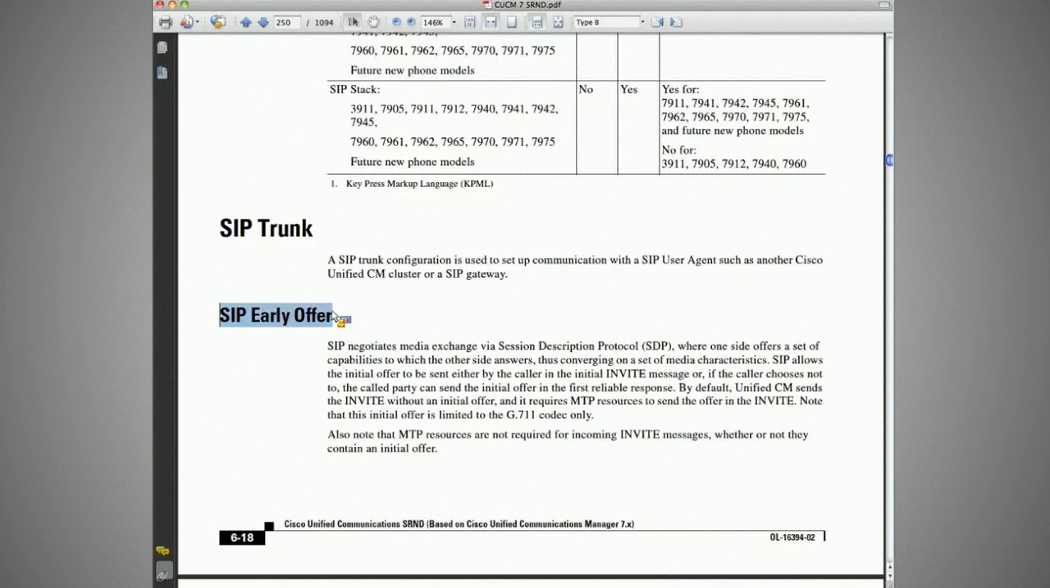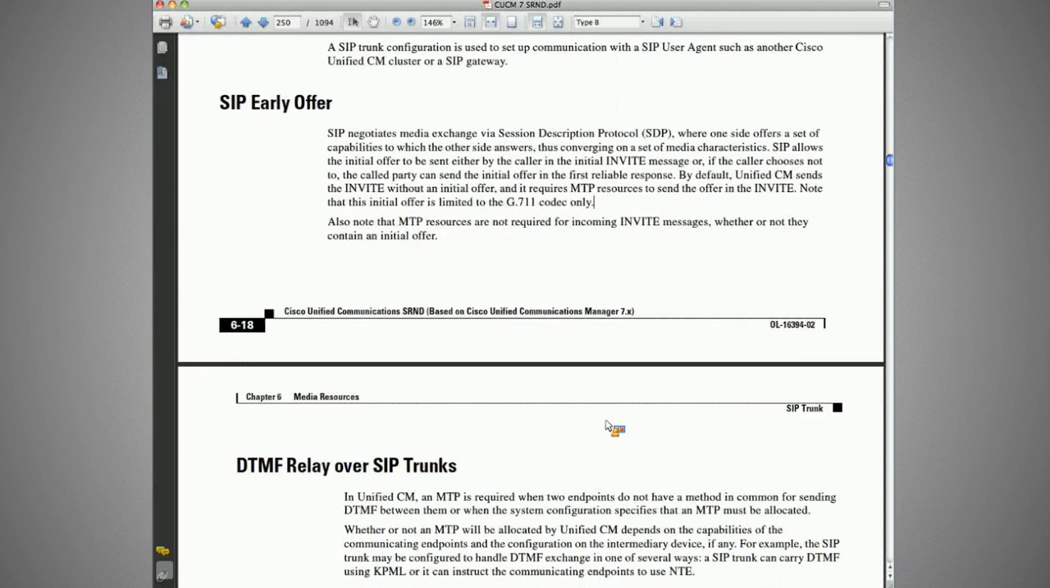If we're initiating an early offer from the CUCM side, we need an MTP. But note that the initial offer is limited to G711 only. So if you want to support G729 over a SIP trunk, which became available in CUCM 7.0, in fact we'll show tomorrow, then you do need to not use your SIP early offer. And again, it's using a resource, an MTP, you might want to conserve.